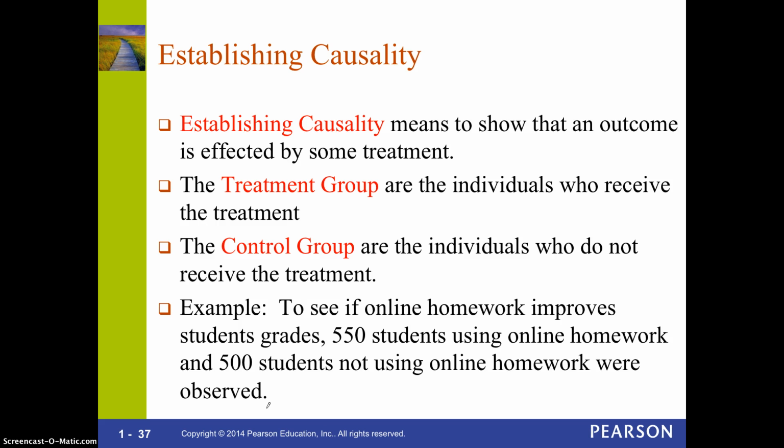Okay, so the control group are the individuals who do not receive the treatment. So in the example I just used, the control group would be that group that would be getting the placebo. So that's a treatment group and a control group.